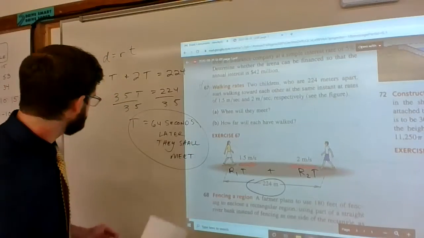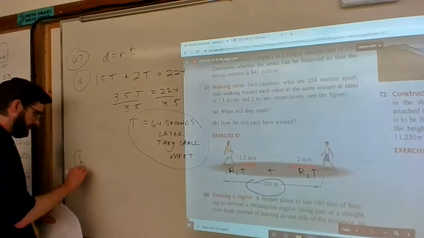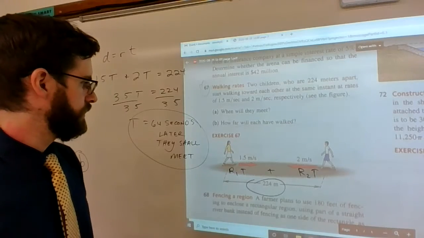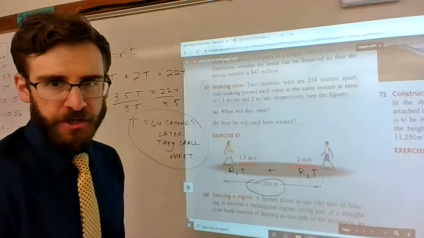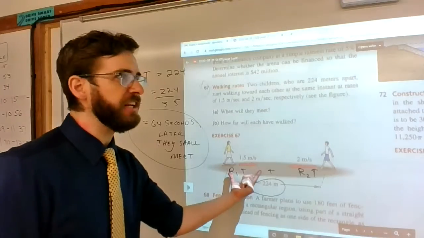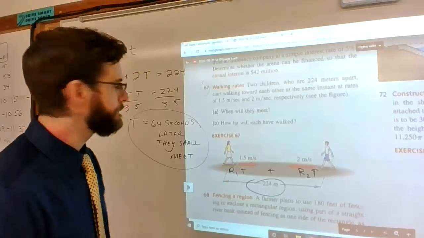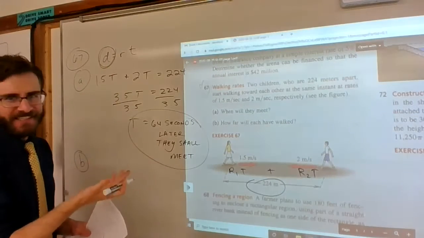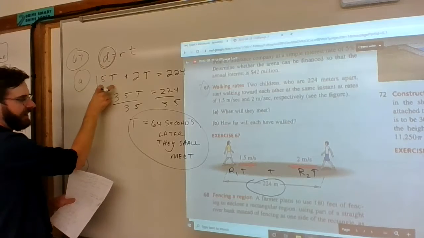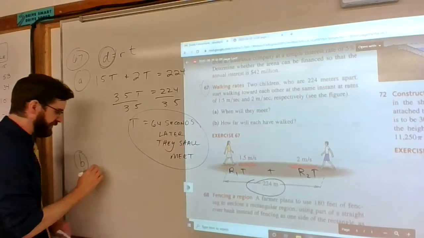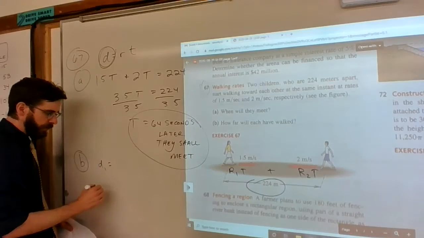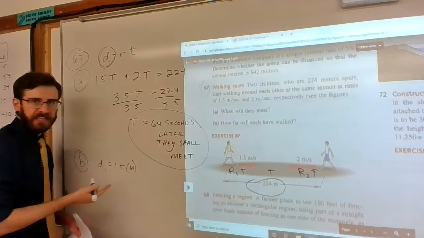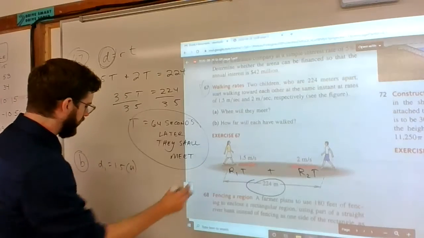Now part B. The question is, how far will each have walked? Together, they will walk 224 meters, but they're each individually walking a different distance. Here's the deal. Distance equals rate times time. So the distance the first person walks is going to be computed. Distance 1 equals 1.5 times the 64 seconds. That will tell us how far this person will have walked.